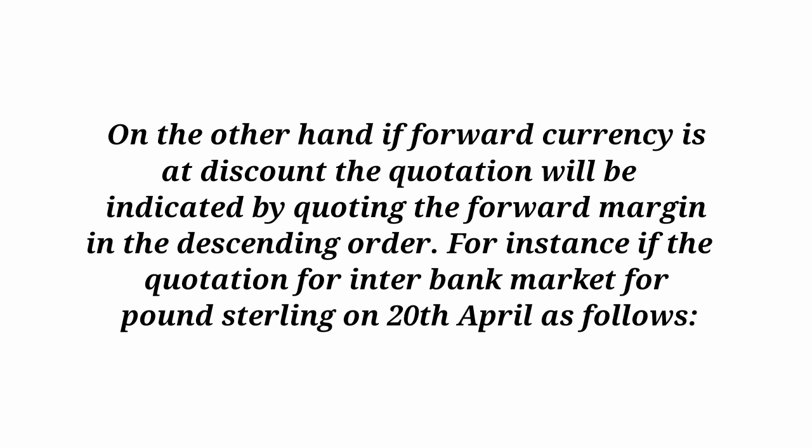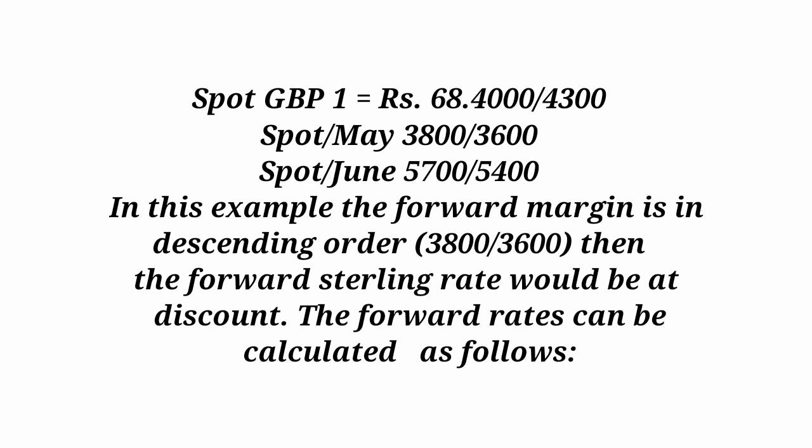For instance, if the quotation in the interbank market for pound sterling on 20th April is as follows: spot GBP 1 equals Rs 68.4000 to 68.4300, spot May 3800 to 3600, spot June 5700 to 5400. In this example, the forward margin is in descending order, 3800, 3600. Then the forward sterling rate would be at a discount. The forward rates can be calculated as follows.